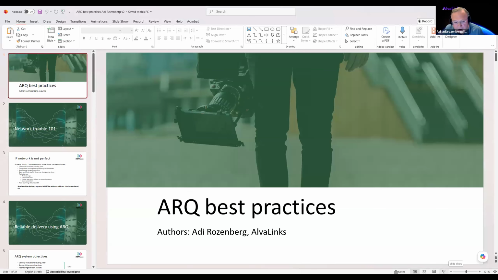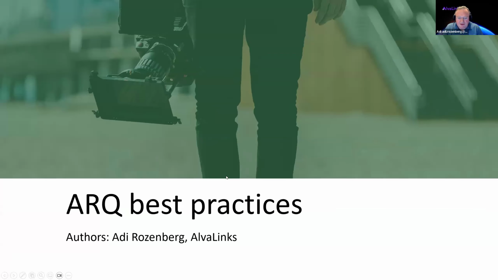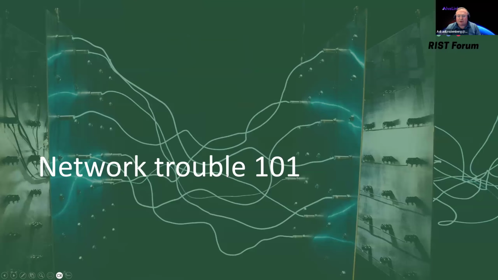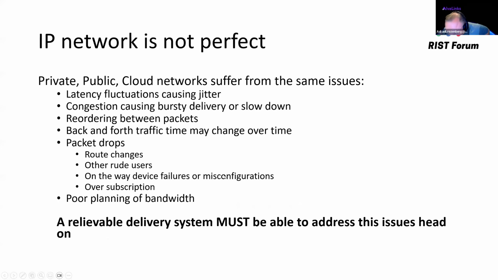Okay, so I'm going to repeat some of what Ciro said about network trouble 101. As this is a repeat of some of the things, I just put enhance on top of that. As Ciro clearly said, regardless of whether you're using the internet, private, public, or cloud networks, they suffer from some of the same issues. Latency fluctuation causing jitter, congestion that can cause bursty delivery or slowdown, reordering between packets, and back and forth traffic may change over time, meaning that both directions can change.